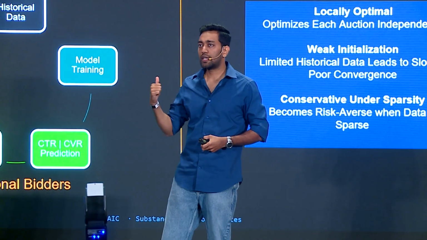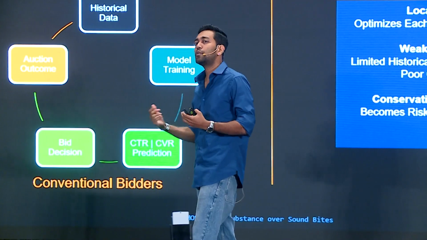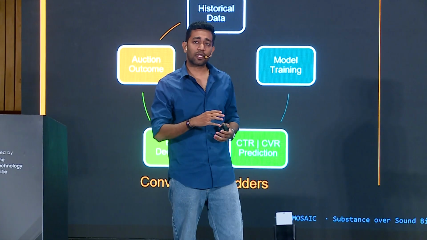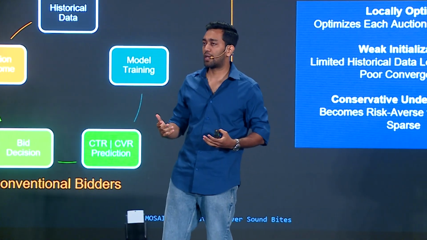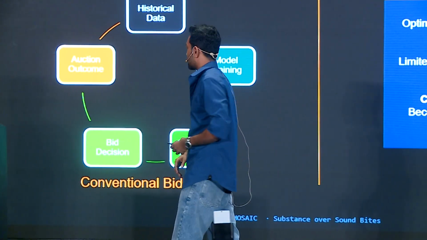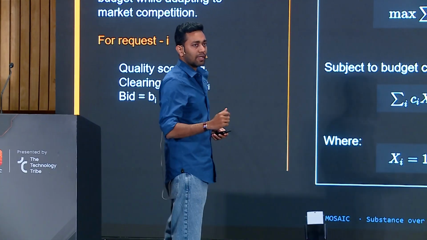They don't see enough historical data to start with the right priors, which means they take time for convergence, or in worst cases, they start to overbid and underbid, which is not going to give you any business value or any incremental business value, so to speak. So we at InMobi approach this problem slightly differently.